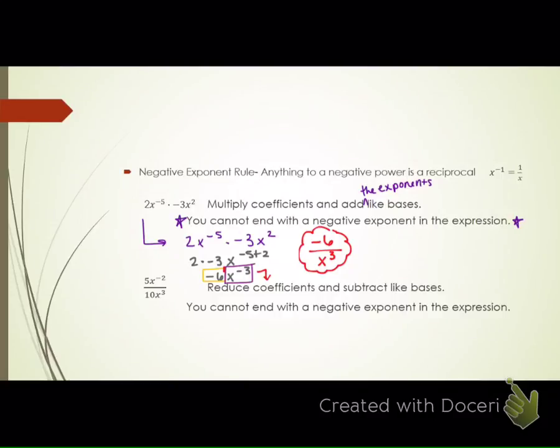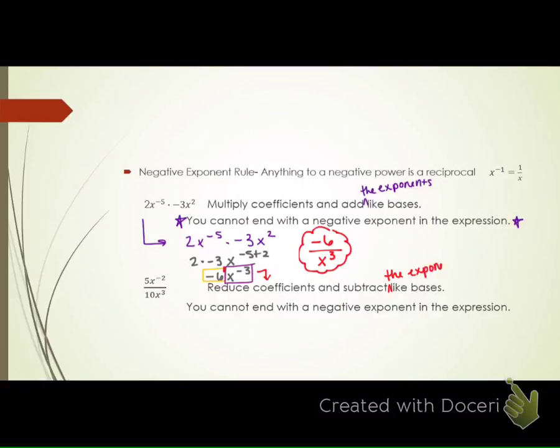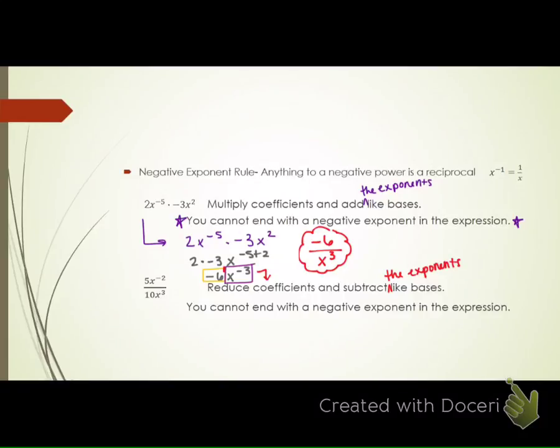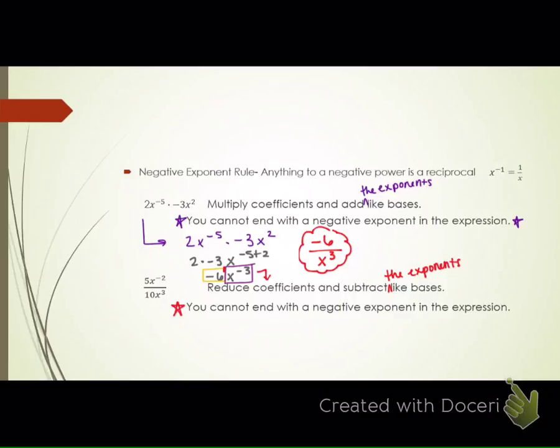With division, you reduce the coefficients and you subtract the exponents with like bases. So you're going to subtract the exponents with like bases. Remember, you cannot end with a negative exponent in your expression.